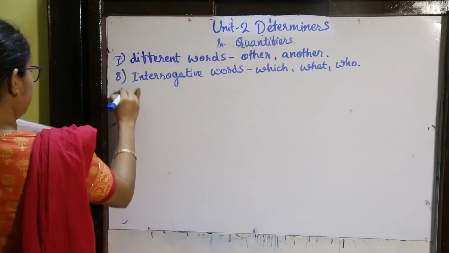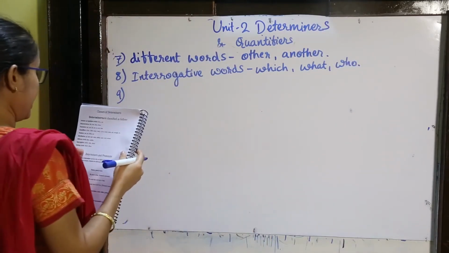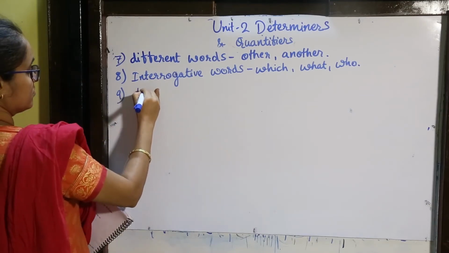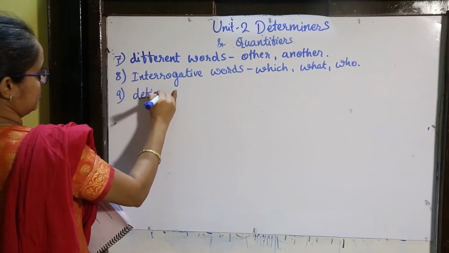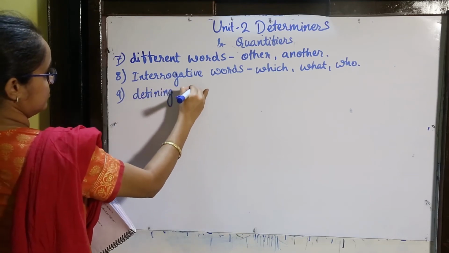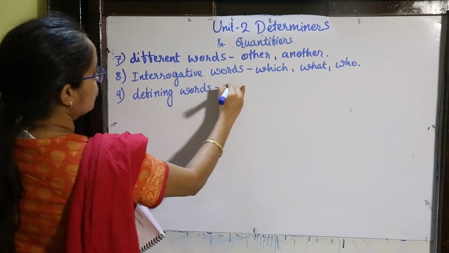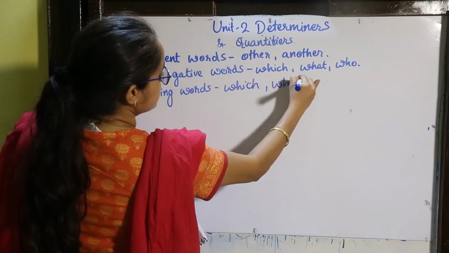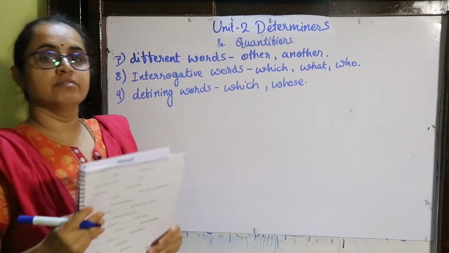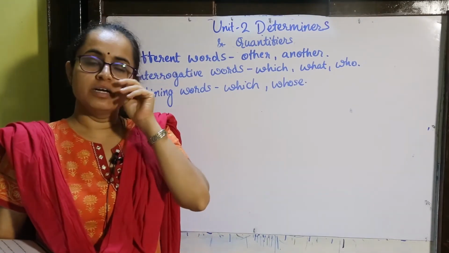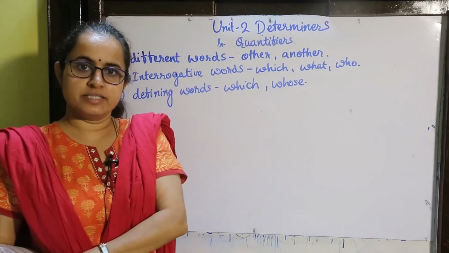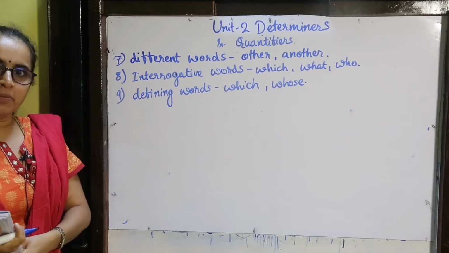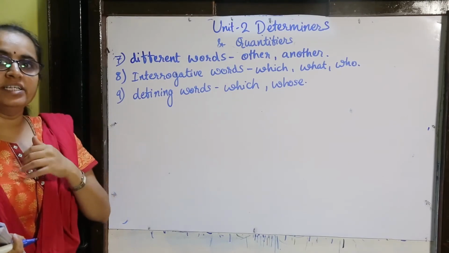Now, the ninth and the last one is defining words, which are which and whose. Whose umbrella is this? Or which book do you read? Whose umbrella is this? These are the defining words. So, these are some types of determiners. Now, we will move on to the quantifiers.